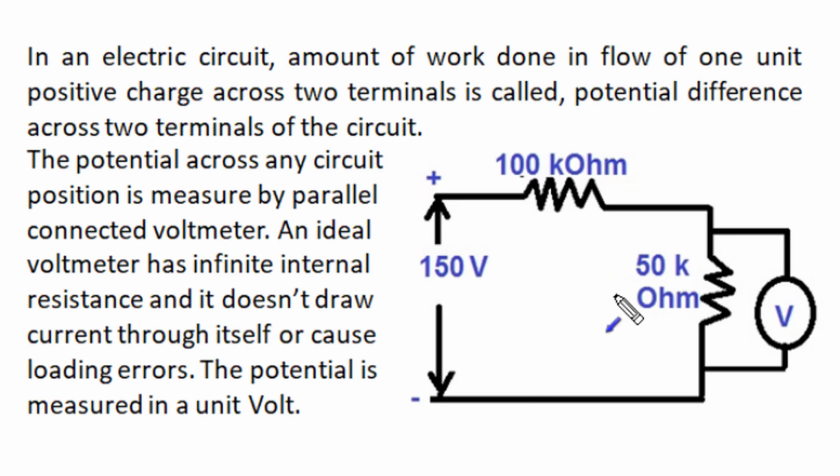In any electric circuit, the amount of work done in moving 1 unit positive charge across two terminals of a circuit element is called the potential difference across that circuit element, and the potential across any circuit position is measured by a voltmeter which is connected across two terminals in parallel to the circuit element. An ideal voltmeter has infinite resistance, and such an ideal voltmeter doesn't draw any current through itself, and current along the circuit remains the same irrespective of voltmeter connection, and such a voltmeter directly measures potential difference across the circuit element in volt unit.